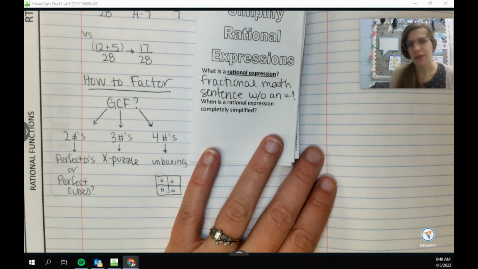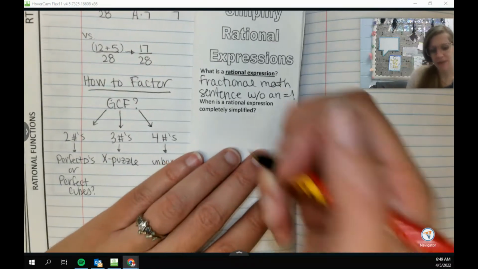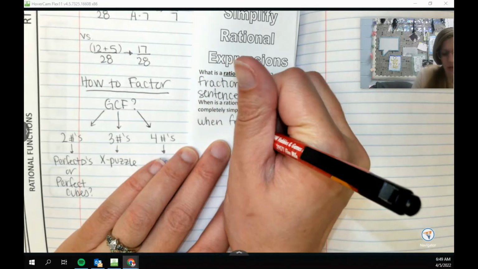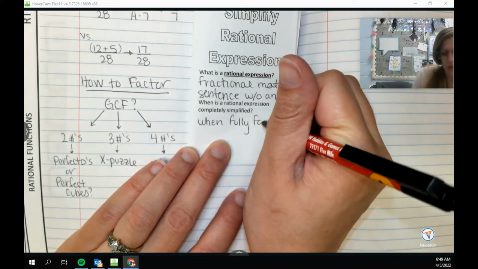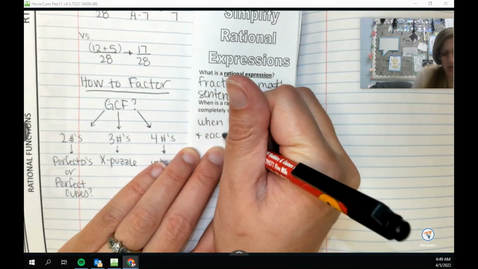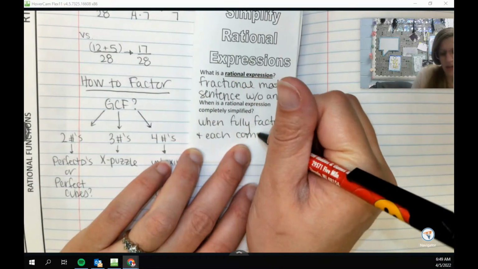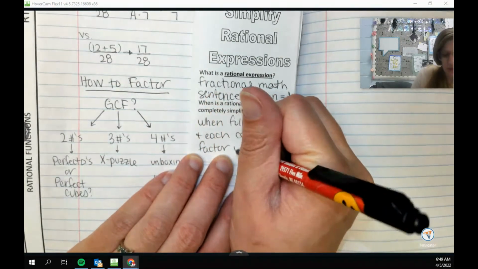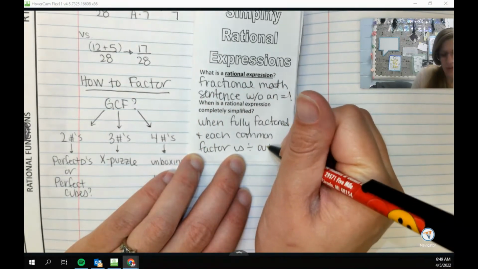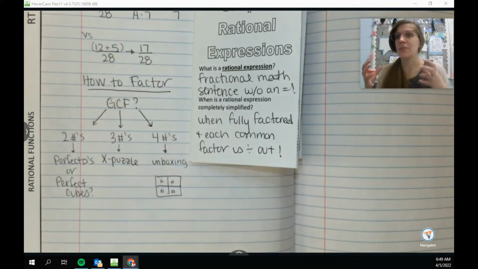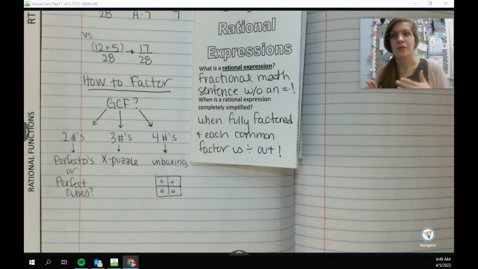And then when will we know that a rational expression is completely simplified? We will be done when we have fully factored and each common factor is divided out. A factor is something that is being multiplied, versus a term, which is something that is being added.